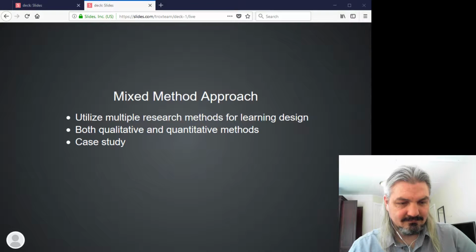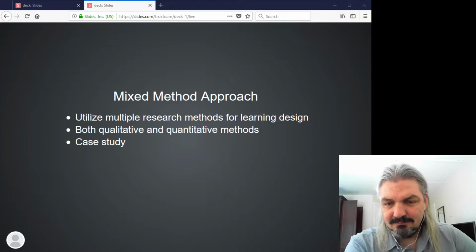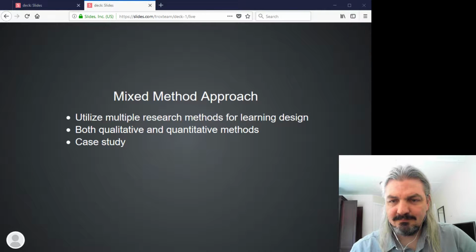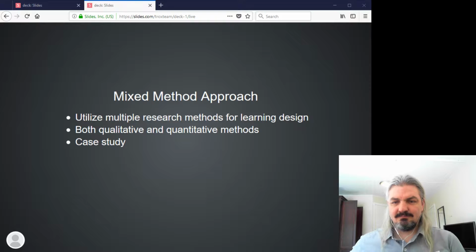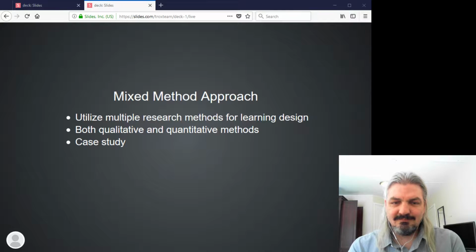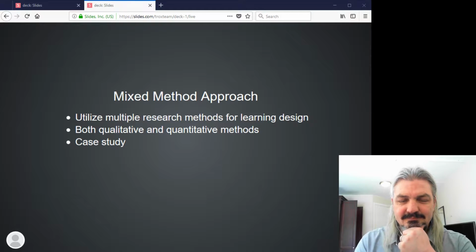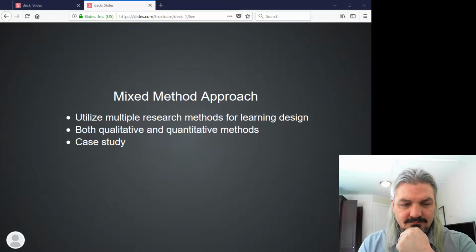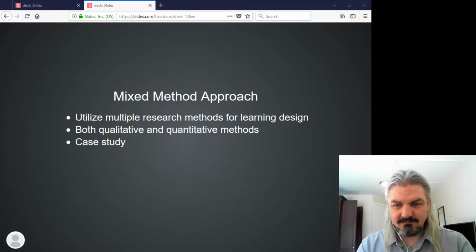This study uses both qualitative and quantitative methods, so it's a bit different than most studies we've looked at, as it requires a lot more work from the researchers. And this paper presents a case study to justify their choices for this method.